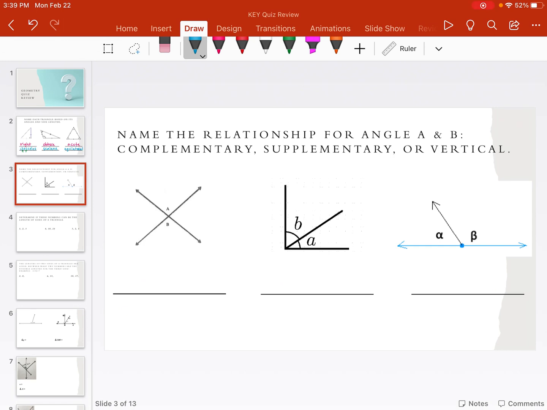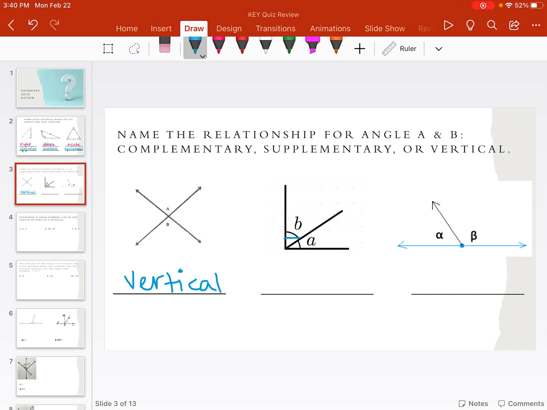Next, we're going to name the relationship for these different angles. So for this first one, when it's making an X, these two angles are equal to each other, and they are called vertical angles. Vertical. If you struggle to remember that, I always just think V for vertical. This is a V and another V pointing at it. So V for the vertical.